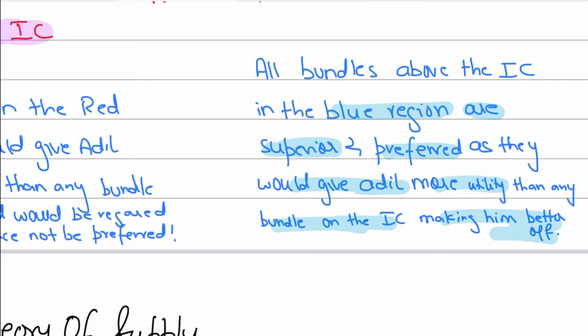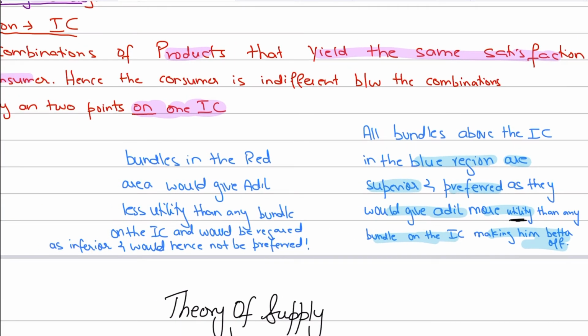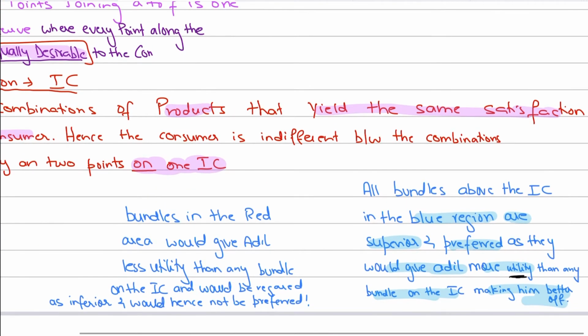Now remember this, that any combination of bundle that is above Adil's indifference curve would definitely give him more utility than any bundle that is on the indifference curve. So all bundles in the blue region would definitely be superior and more preferred by Adil as compared to any bundle on the indifference curve, and I'll explain the logic for that as well.